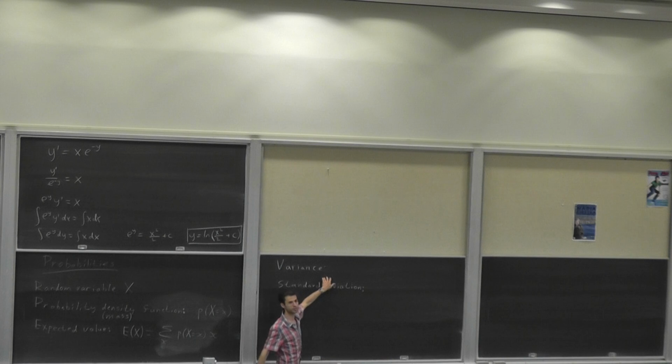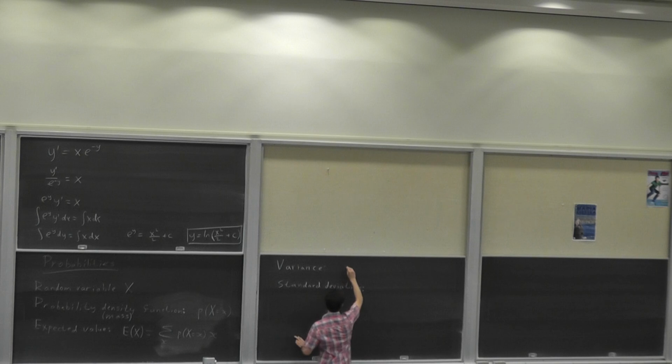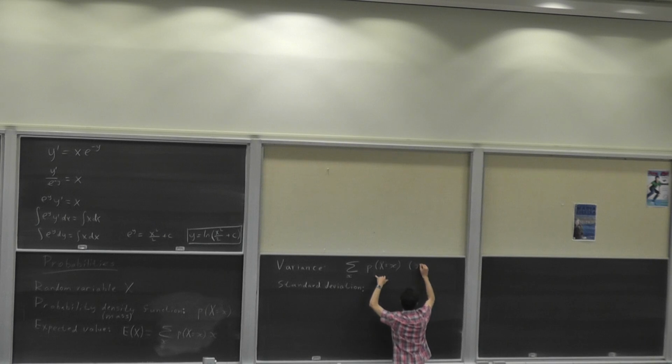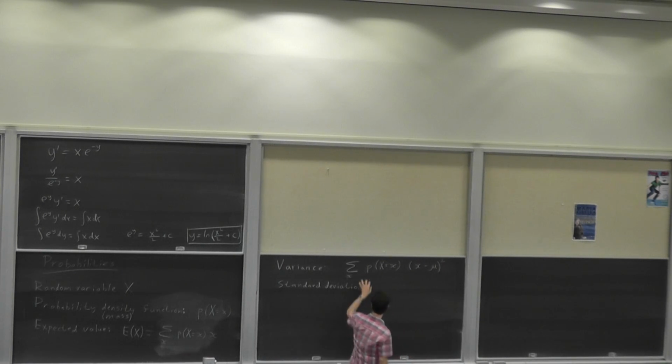So a measure of this spread of possible outcomes is the variance. And it's defined by the following formula. It's the sum over all outcomes of the following quantity. You take the difference between x and the average of all outcomes, squared. And the sum is weighted by the probability. And mu is just the expected value of x.